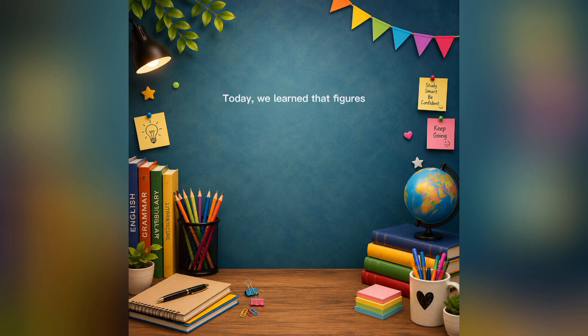Summary. Today, we learned that figures of speech are imaginative expressions that make language more effective and interesting. We discussed simile, metaphor, personification, hyperbole, irony, alliteration, onomatopoeia, oxymoron, apostrophe, euphemism, pun. Understanding figures of speech helps us appreciate literature, improve our writing, and communicate more creatively.